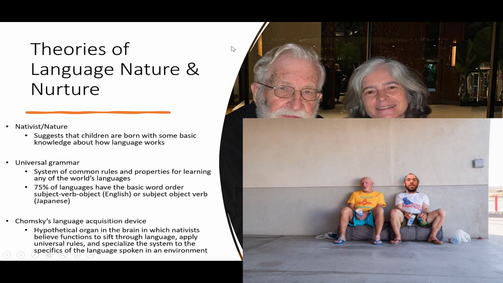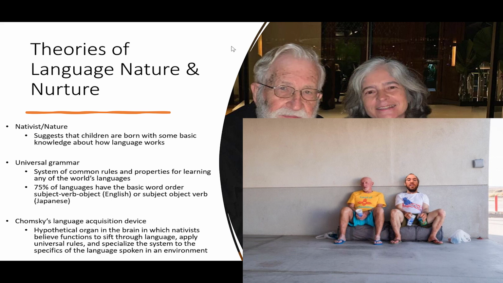Theories of language: nature and nurture. Nativist theory suggests that children are born with some basic knowledge about how language works. A key component of this is universal grammar, which is a system of common rules and properties for learning any of the world's languages. 75% of languages have the basic word order of subject, verb, object, or subject, object, verb. Chomsky's language acquisition device is a hypothetical organ in the brain which nativists believe functions to sift through language, apply universal rules, and specialize the system to the specifics of the language spoken in an environment.